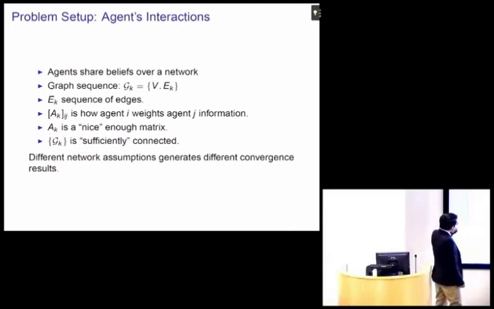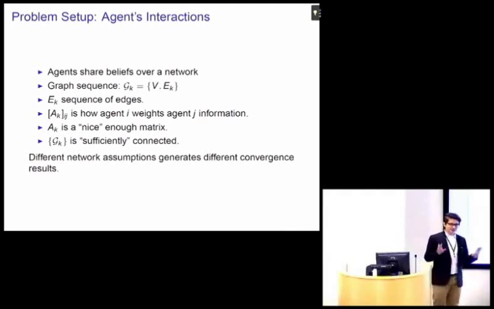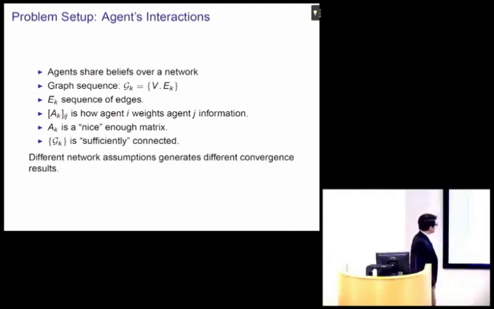This is the A term. So how agent I weights the information coming from agent J. And if agent J can send information to I, that means that there is an edge in that network. We were going to consider A_k as nice enough matrices. That means that these are stochastic matrices, upper bounded. If you see it as a Markov chain, then all the nice things that we care about, right? And the graph G is sufficiently connected.